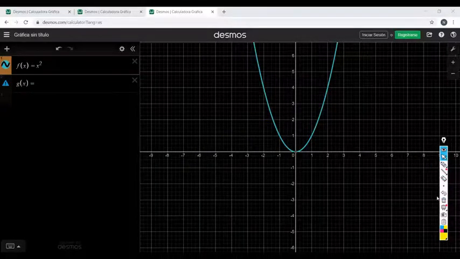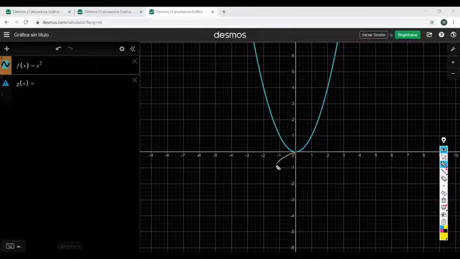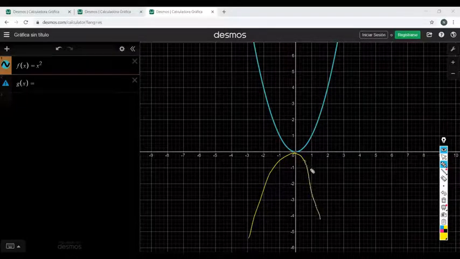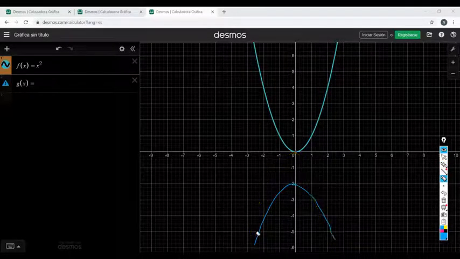So I want to have the same parabola but reflected about the x-axis and then moved downwards 2 units. So what I want to see is this. That would be the first thing I want to do. I want to reflect it about the x-axis and then move it, or translate it, 2 units downwards. So this is my final result. I want this, the blue one. This is this one, but reflected about the x-axis and then translated downwards 2 units. How can I achieve that?